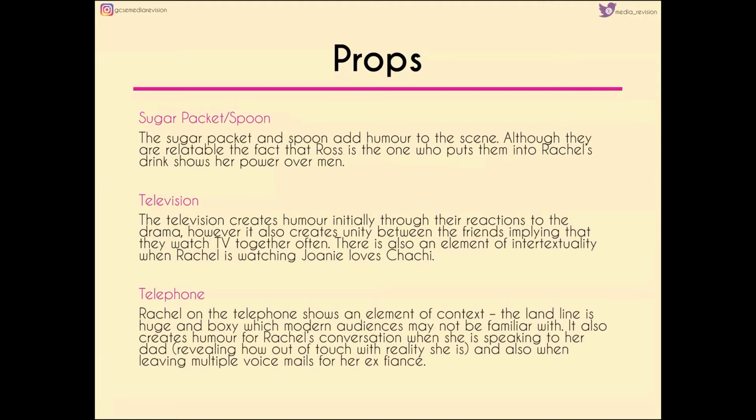We then have the sugar packet and the spoon I've put together. So basically when Rachel comes in and she sits down, they get her cup of decaf coffee. She asks for some Sweet'N Low. It's humorous because initially they're relatable, but it's the fact that Ross is the one who takes a sugar packet, puts the sugar into her drink, then takes the spoon and stirs her drink for her, which shows how Rachel automatically has this sort of power or influence over men.